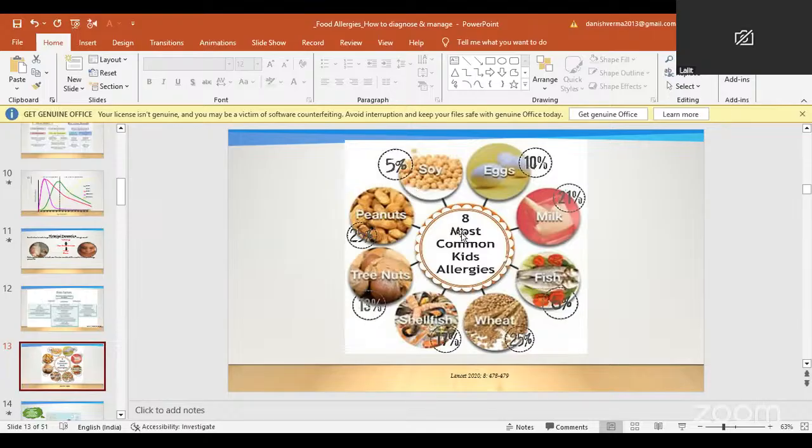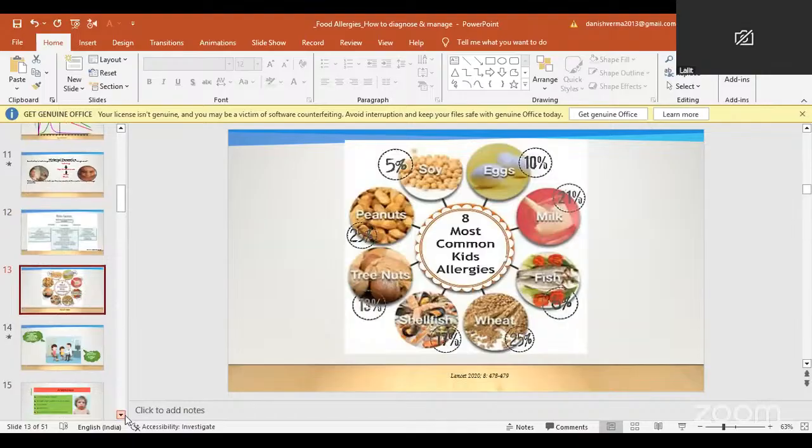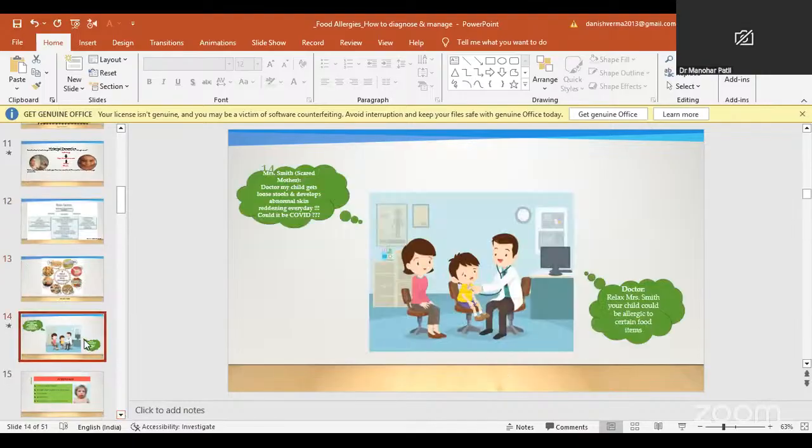So when we have a child with multiple food allergies that we don't know, then we first try and stop four, and then we add two more, and then we again stop more.